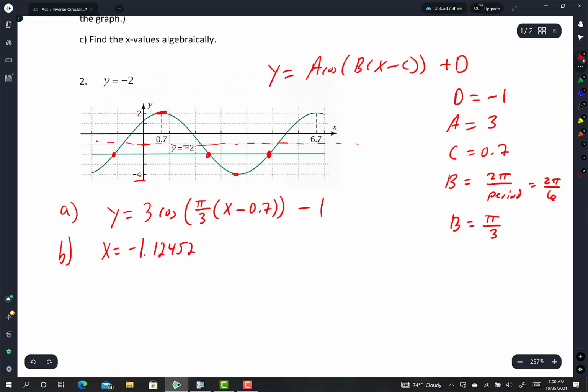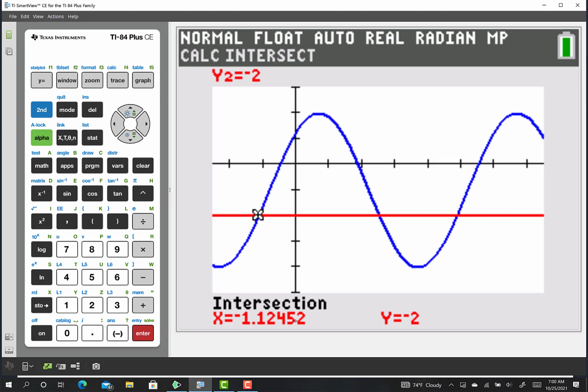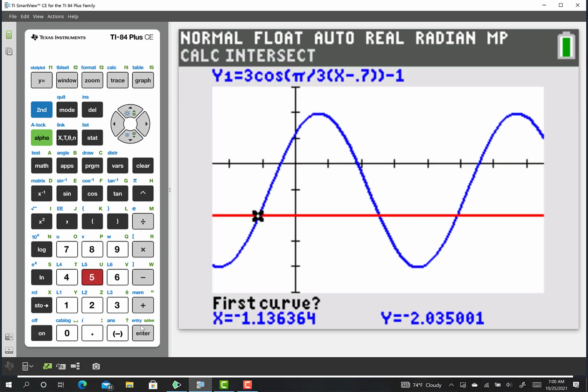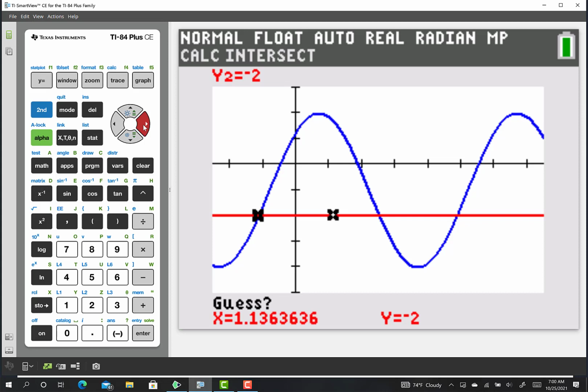12452. I think I wrote it right. 12452. There we go. Let's find the other one. Second, calculate, number 5. Enter, enter. Scroll to the one that you want. When it says guess, push enter.